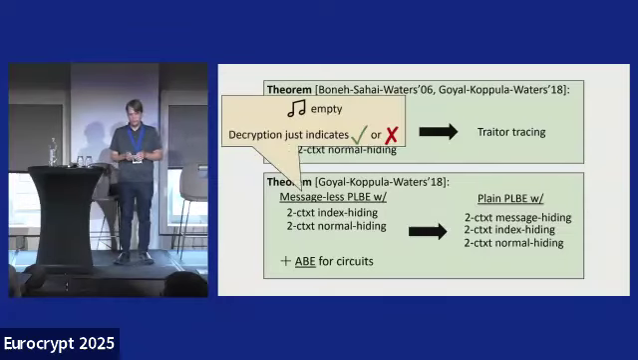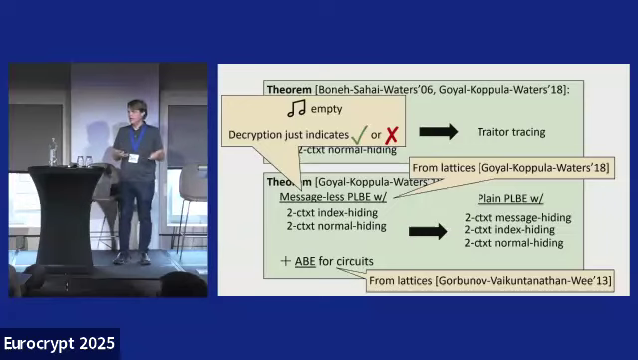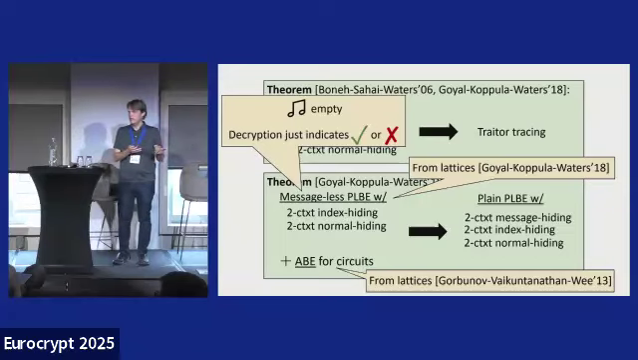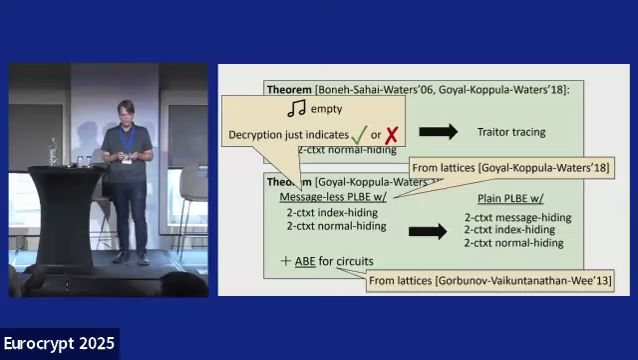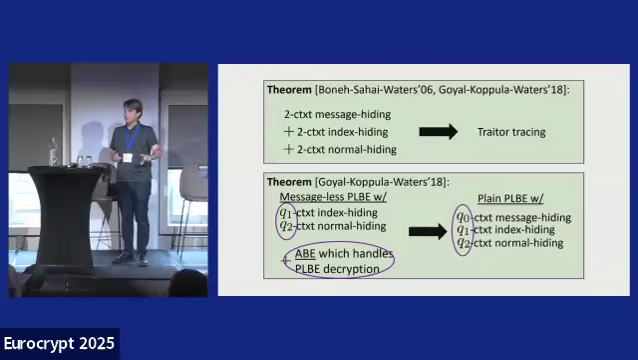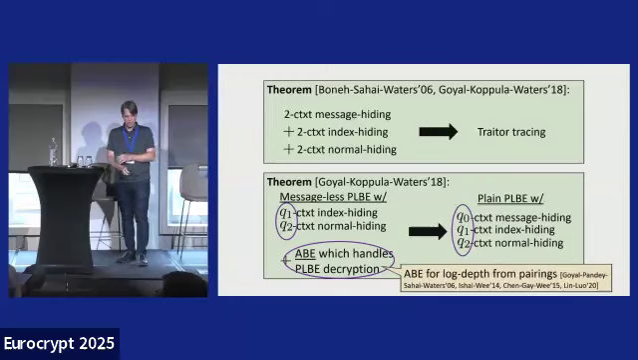Okay, so this is what was already known. And so by instantiating this framework with the needed messageless private linear broadcast and ABE, you can get traitor tracing. And we know how to do both of these from lattices, and this gives the optimal traitor tracing scheme from lattices. Okay. I'm going to slightly generalize the statement of the prior work, and basically this procedure works not just with 2 ciphertext security, but any number of ciphertexts.